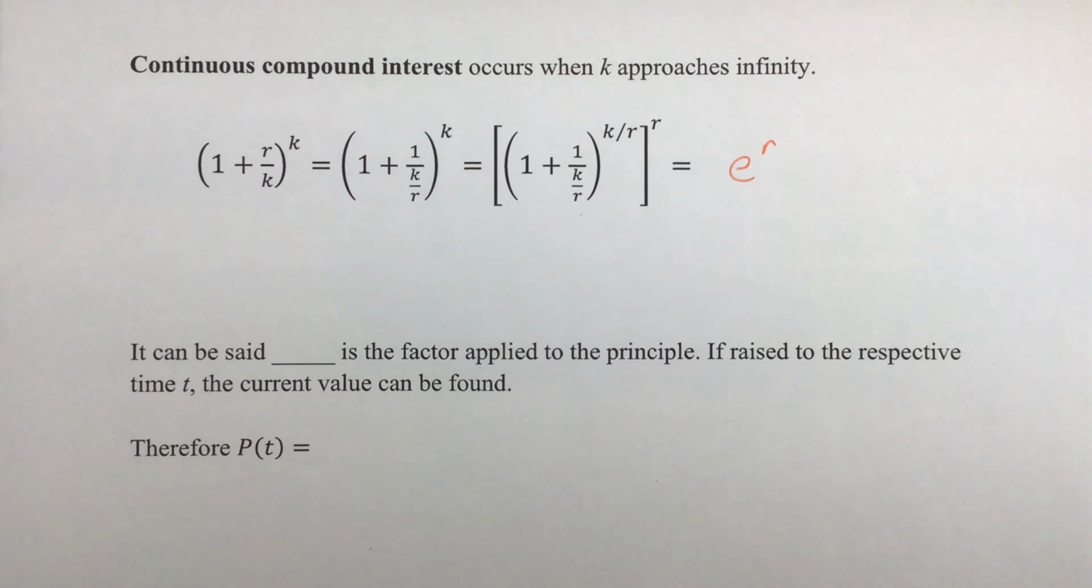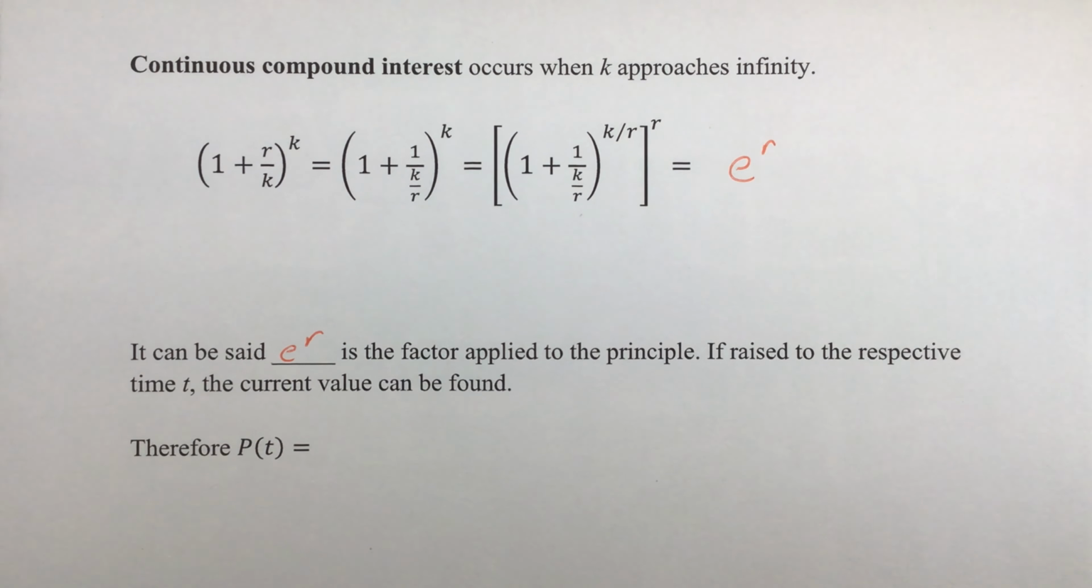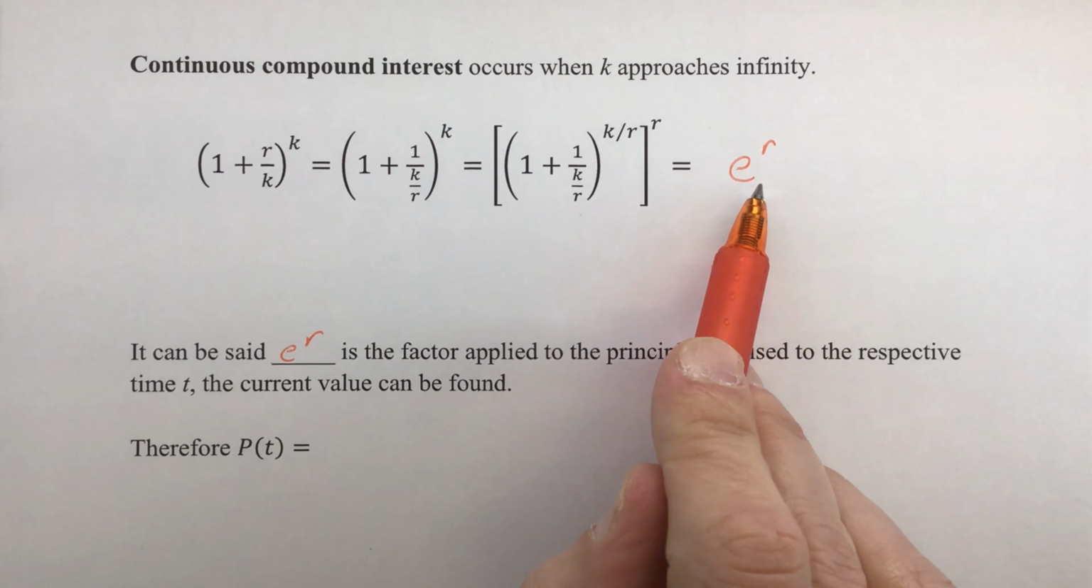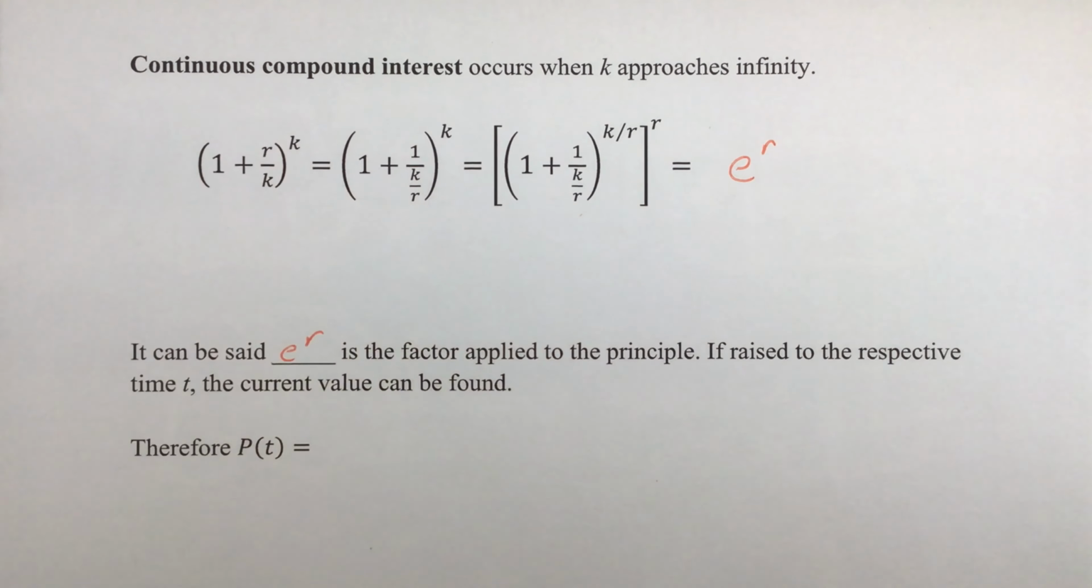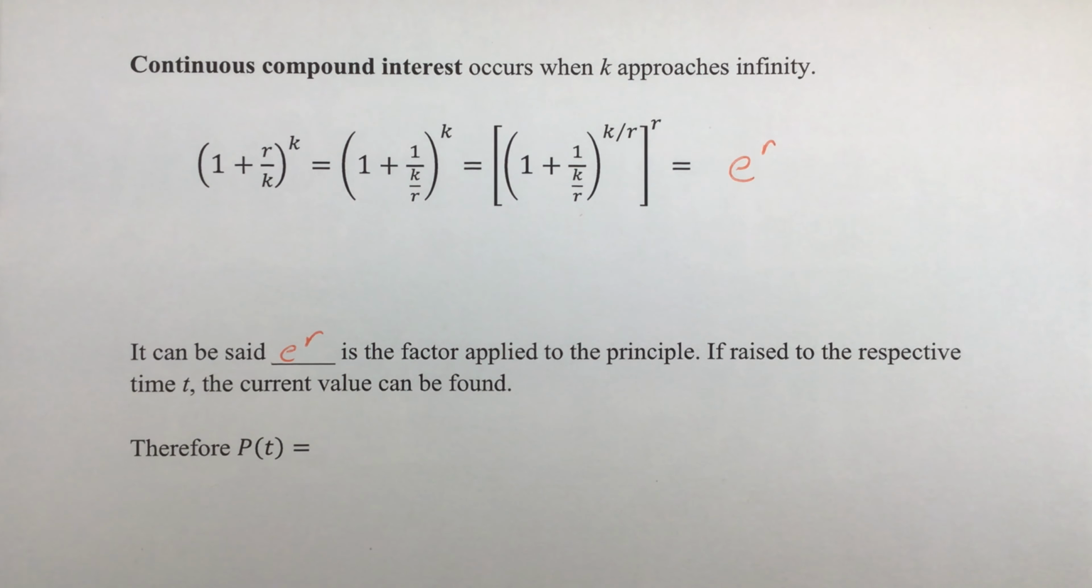All right, so for continuous compound interest, that is when the number of times you compound is infinite, it can be said that e to the r power is the factor applied to the principal. Because this is going to take the place of our compound interest formula without the principal in front. So this will be the factor applied to that principal. Now the one thing that we left out was time. We didn't actually have time here.